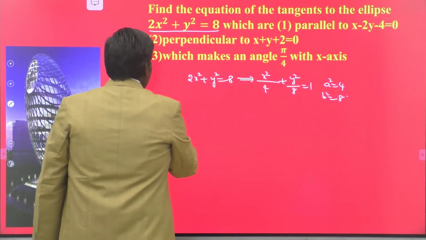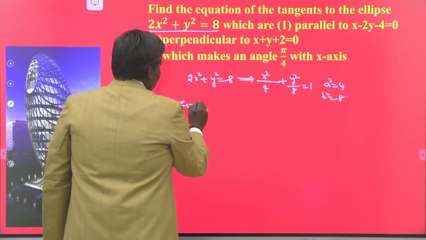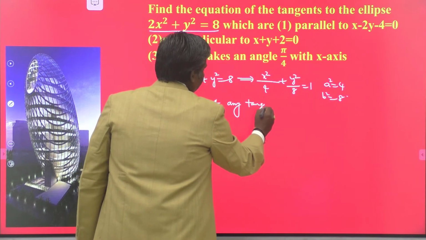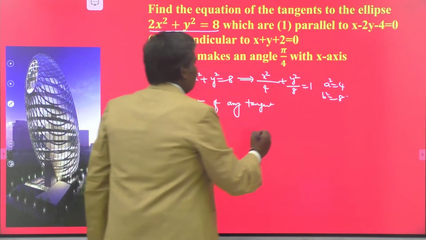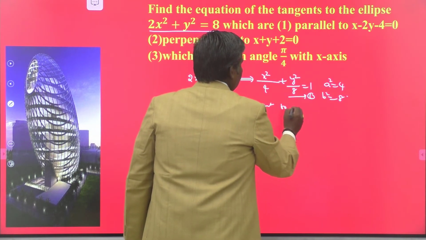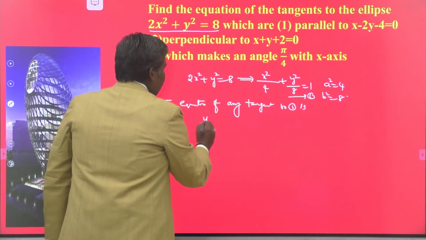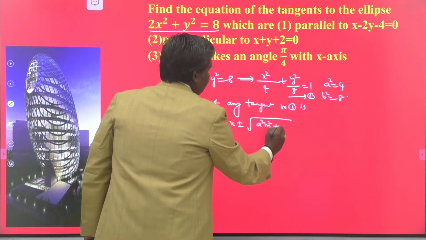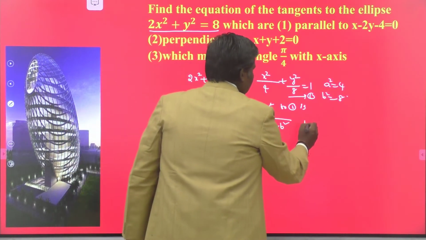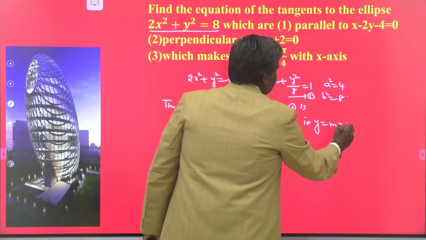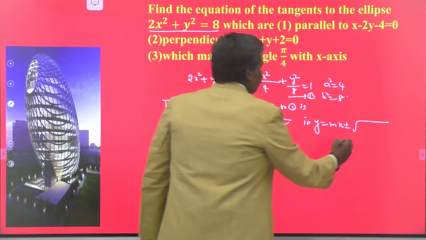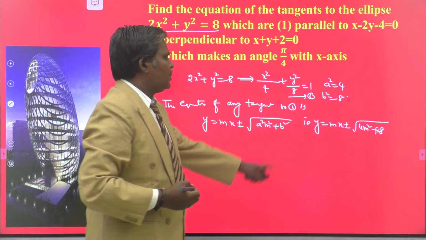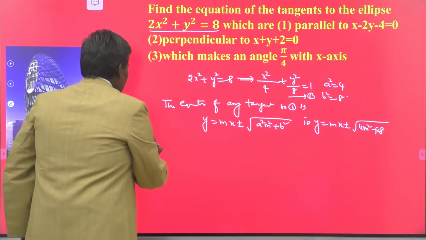So, the equation of any tangent to the ellipse, suppose it is x squared by 4 plus y squared by 8 equal to 1, is y is equal to mx plus or minus root of a squared m squared plus b squared. That is, y is equal to mx plus or minus root of 4m squared plus 8. This is any tangent.